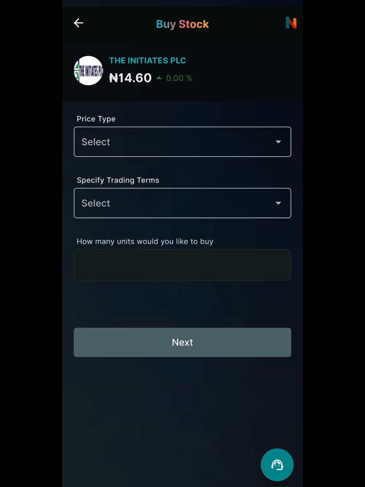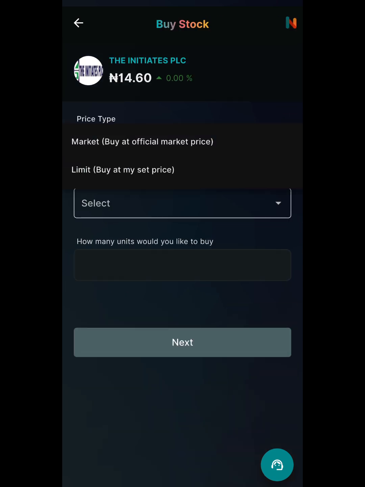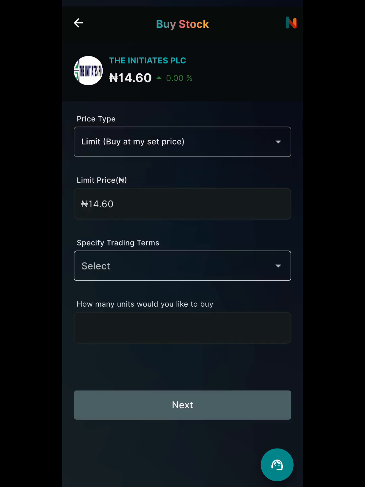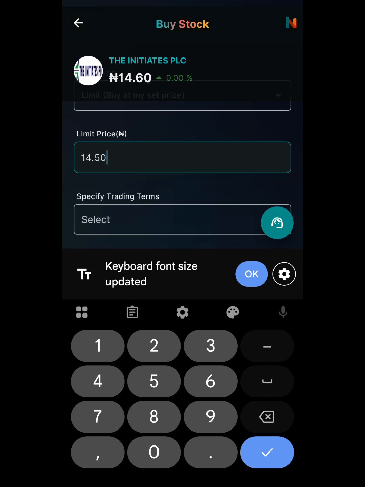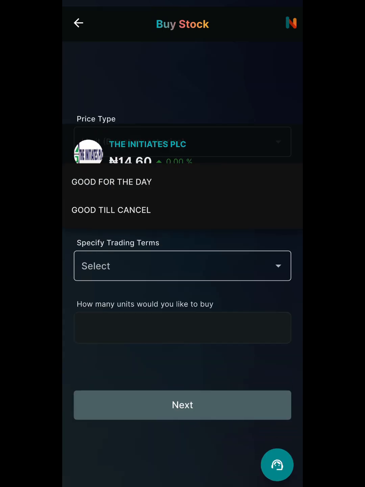You go to buy, click on buy, then select type. Here, instead of buying at the official market price, you can buy at your set price, where it says "at my set price." So the price I am setting to buy this for now is 14 point. I'm not going to be too ambitious about it. I'm going to do 14.50, just a tiny bit lower for tutorial purposes.